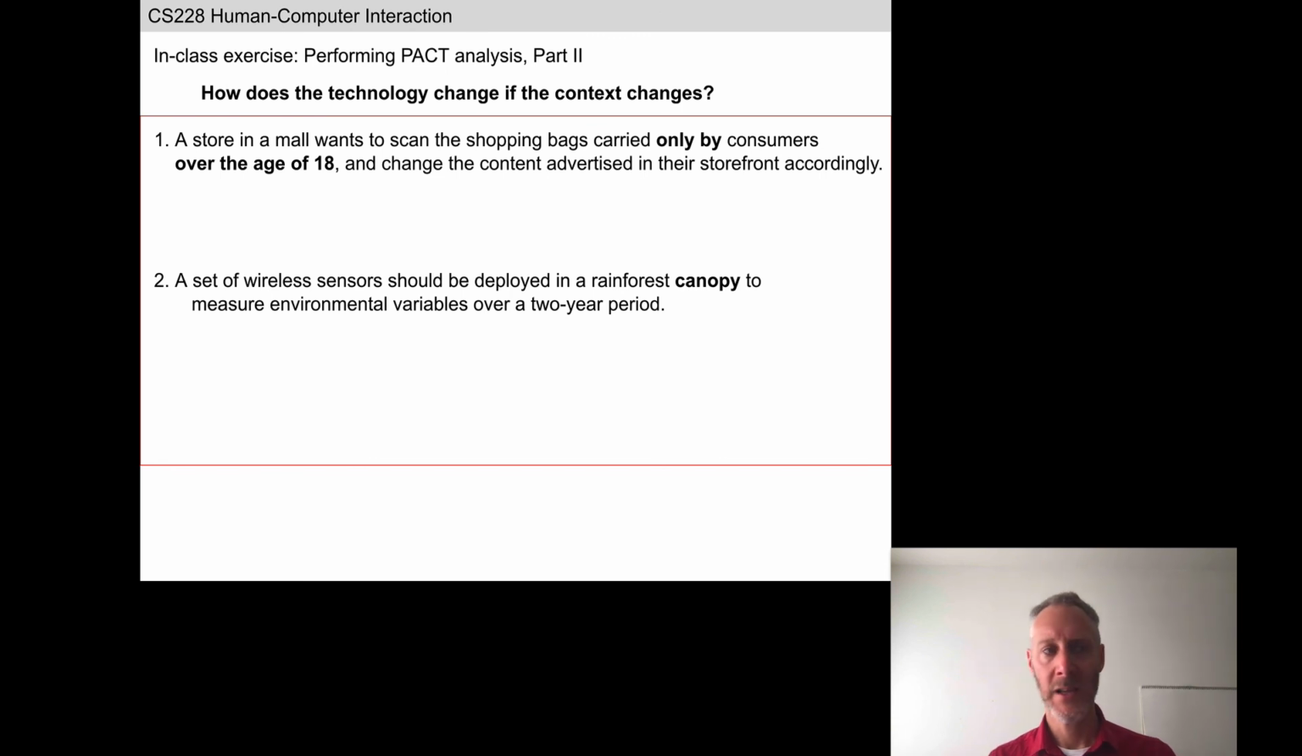Okay, if you've typed out something about a change to your technology based on these changes, go ahead and drop it into chat. There was a mention for the canopy. Someone might have to actually carry the technology or the sensors up into the canopy. Yep. Priscita mentions maybe we would add some machine learning to number one to identify the user's age. Okay, again, difficult to do.